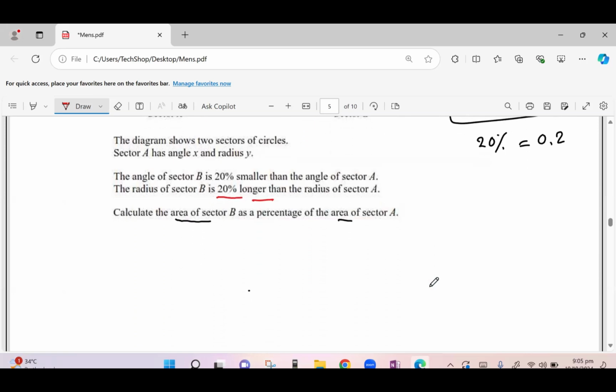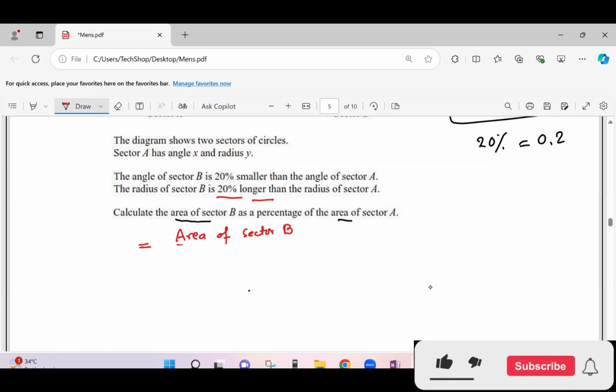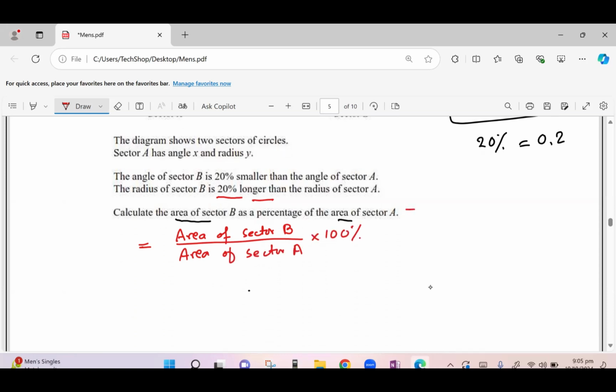So what is the formula for this? Area of sector B as a percentage, you write down the formula: area of sector B divided by area of sector A, times 100%. This is the formula for this.